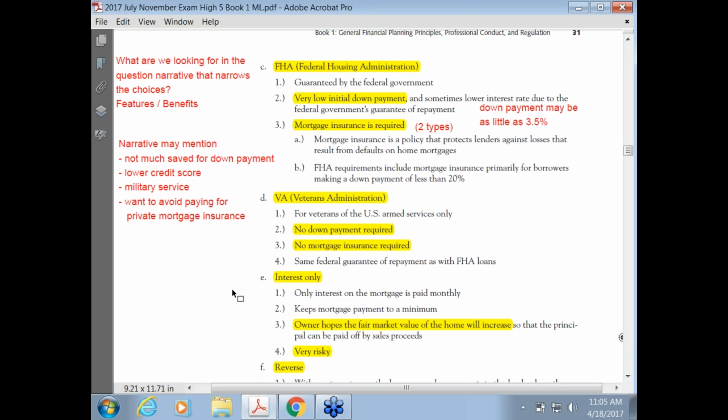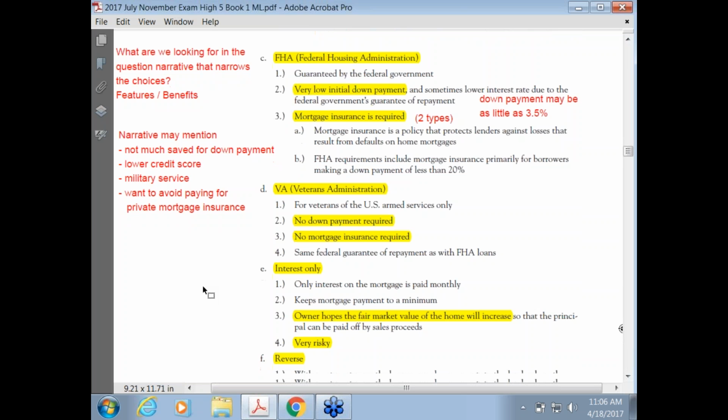Contrast that to the VA. The VA stands out because for an armed services person, that could be no down payment and no mortgage insurance required. So my triggers for looking through this would be particularly if I saw any mention of, after serving 20 years in the Marines, and it goes on, well, that's a flag for me saying maybe I can entertain the VA loan here. So just try to pick out the nuances here.